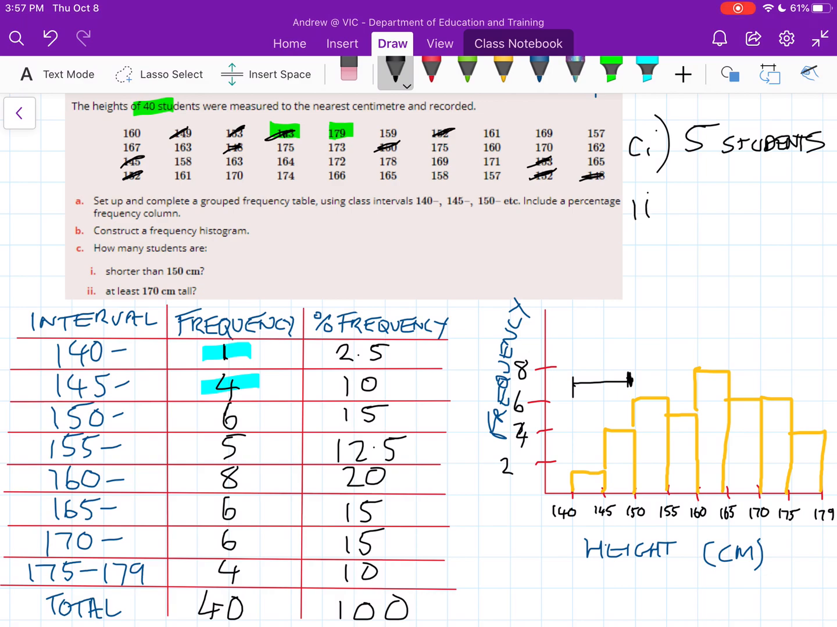Then, secondly, how many were at least 170 centimeters tall? So we need to look at 170 and everything that is above that. I'll do this one in the green highlighter. So we go to 170 and what's above, so we've got 6 and 4 here, so we've got 10. And you can also tell that from the histogram by adding these two together, the 6 and the 4. So we've got 10 students that are at least 170 centimeters tall.